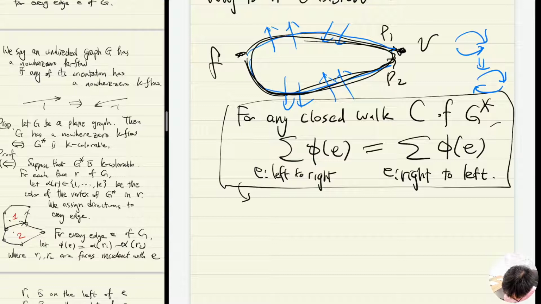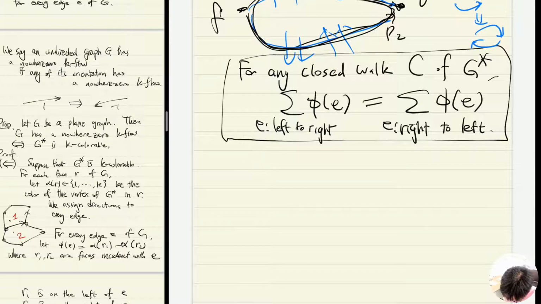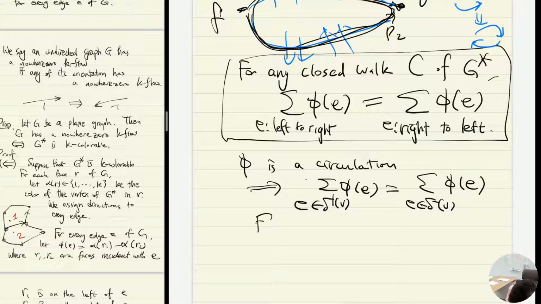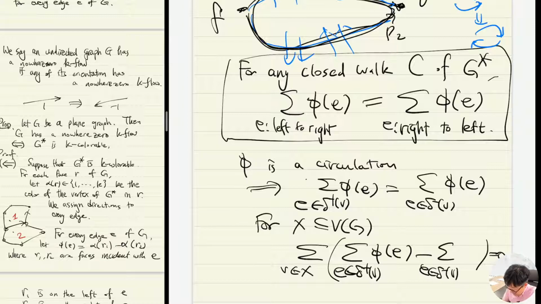So why is this true? Because phi is a circulation. So phi of e, for any vertex, the amount of outgoing is always equal to the amount of incoming. So now for any set X, the sum of this thing is 0, right? Because it's adding zeros.